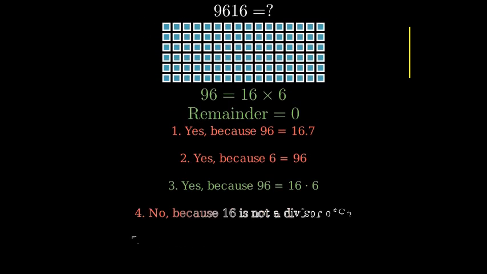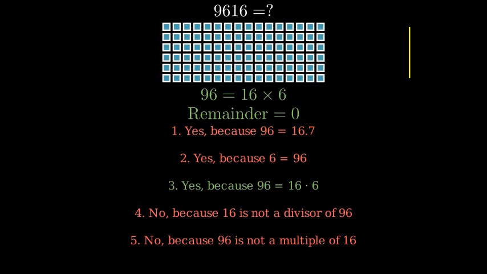Let's look at our options. The first option says yes because 96 equals 16.7. This is incorrect because 16.7 times 16 is not 96. The second option says yes because 6 equals 96. This is clearly incorrect as 6 does not equal 96.